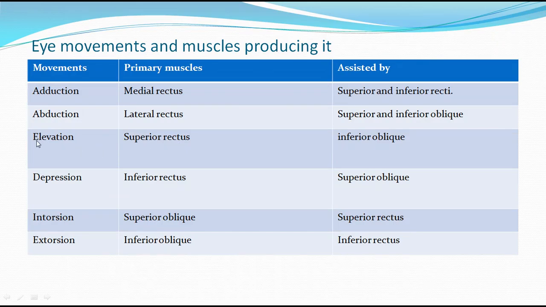Superior rectus elevates the eyeball to see the roof of your room or the sky. Inferior rectus will depress the eyeball so that you can see your feet or the ground.